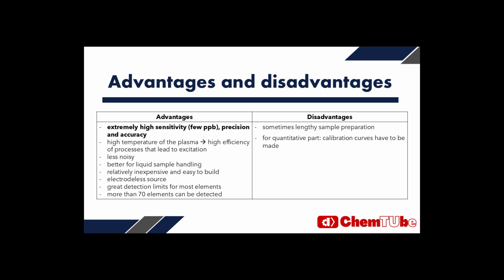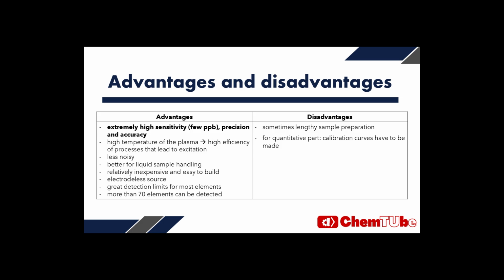Other advantages include the high temperature of the plasma that allows for high efficiency of processes that lead to excitation. The technique is less noisy than others using such high temperatures for excitation and ionization and is better for liquid sample handling. It is also relatively inexpensive and easy to build. The source is electrodeless, which means that no impurities from electrode material are introduced. Additionally, more than 70 elements can be detected using this technique.